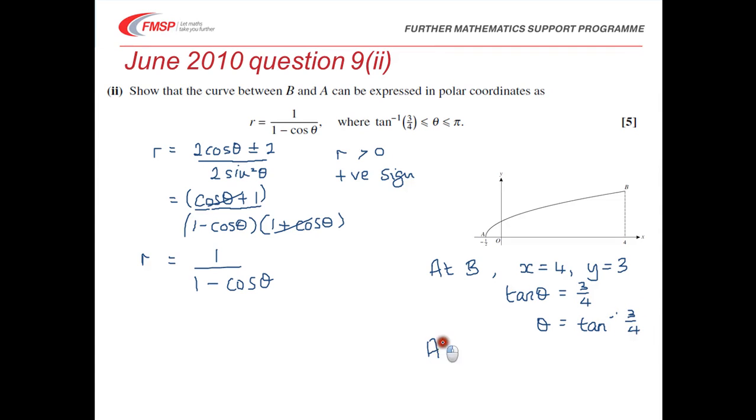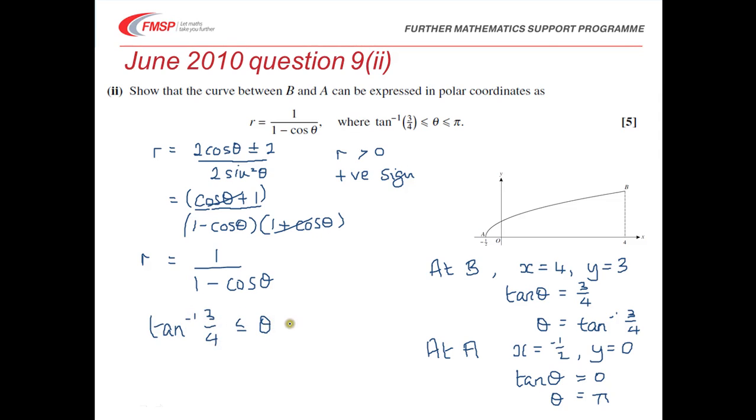And then at A, over here, we know that x equals negative a half and y equals 0. So that means that tan theta is equal to 0, and the value that we want will be theta equals pi. So we've now established that theta lies between tan to the minus 1 of 3/4 and pi.